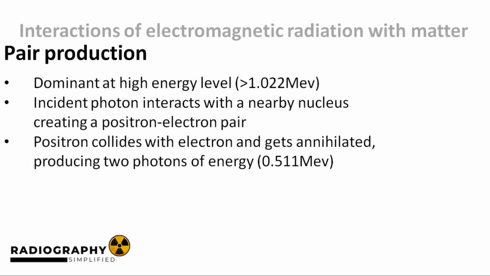Pair production occurs at levels way above the diagnostic range, but it's still worth talking about. In pair production, a high-energy photon interacts with a nearby nucleus to create a positron-electron pair. The positron collides with the electron and gets annihilated, producing two photons.